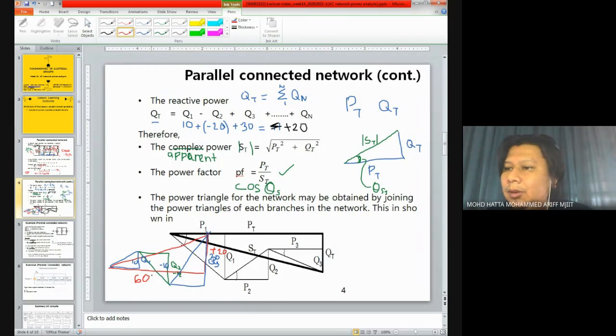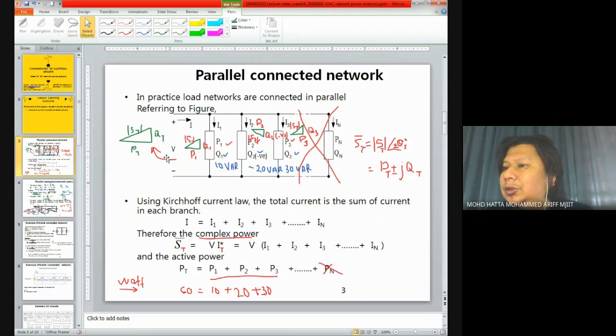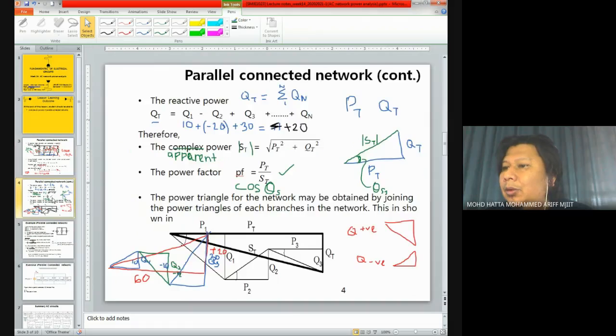You can either draw like this or draw like this. What we have in the original lecture notes is that if Q is positive, the power triangle looks like this, pointing downwards. If Q is negative, the power triangle is upwards. However, what we defined earlier is, if Q is positive, the power triangle is pointing upwards, and if Q is negative, the power triangle is pointing downwards. It doesn't matter, both are correct, basically.